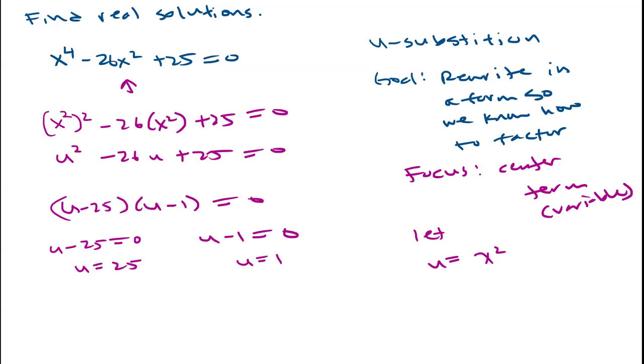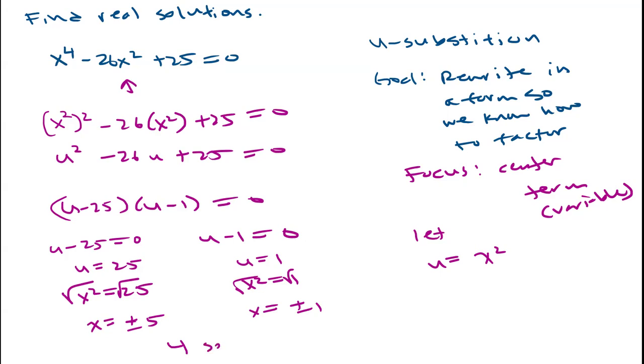Now, we're not finished because we said u was x squared. So we're going to replace that u with x squared. This is going to be x squared equals 25 and x squared equals 1. Then we take the square root. On this side, that gives us plus or minus 5. Then I take the square root on this side, and that gives us plus or minus 1. So notice here we have 4 possible solutions.